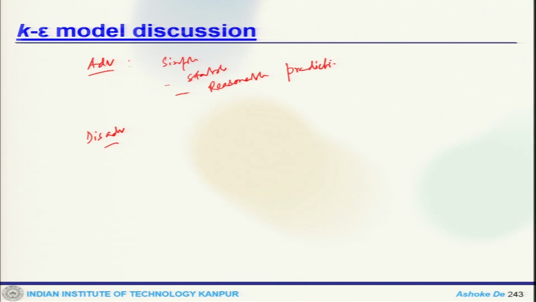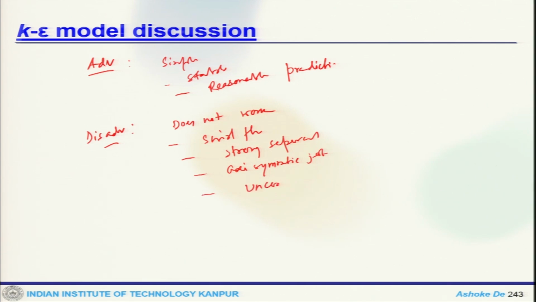But if you look at the disadvantages, it provides poor prediction for swirling and rotating flow, flows with strong separation, axisymmetric jets, and some unconfined flows. It does not work essentially for these, but it is quite valid for fully developed, fully turbulent flow and a simplistic epsilon equation.